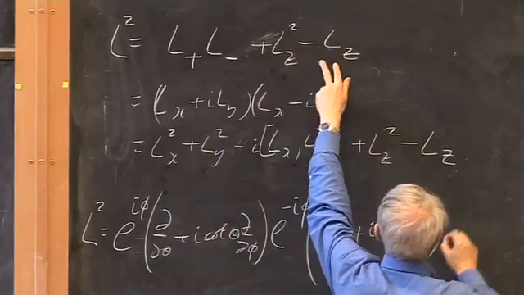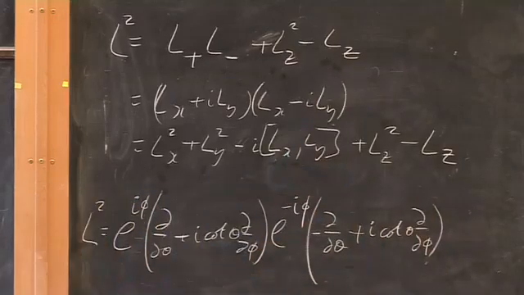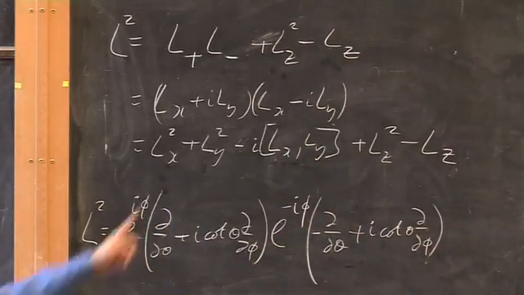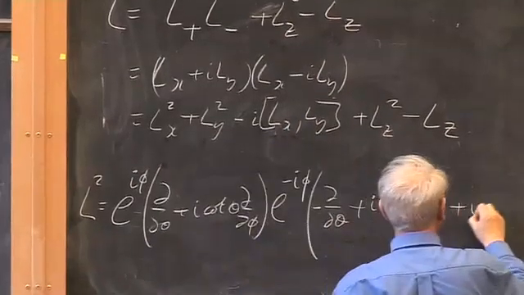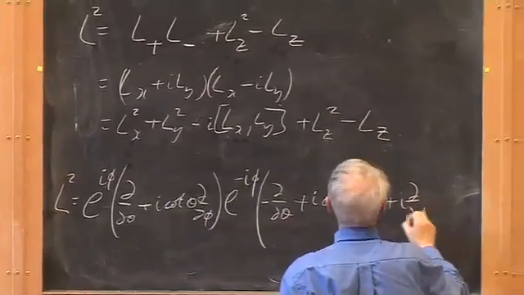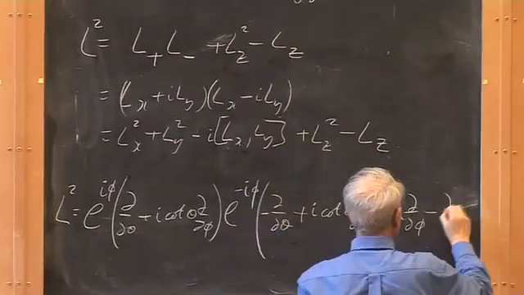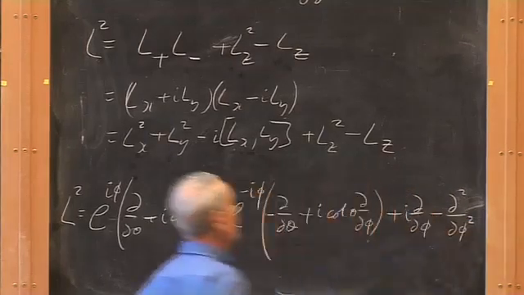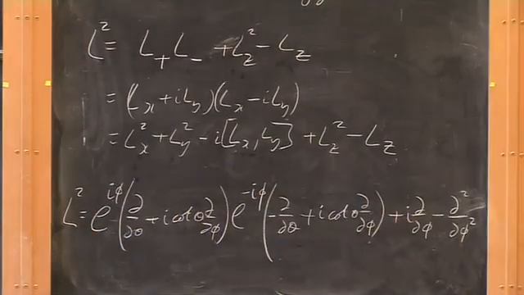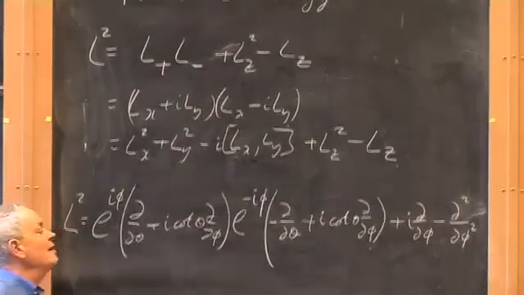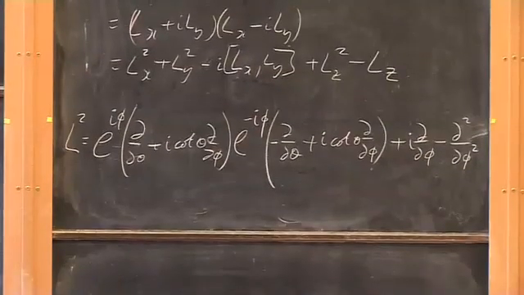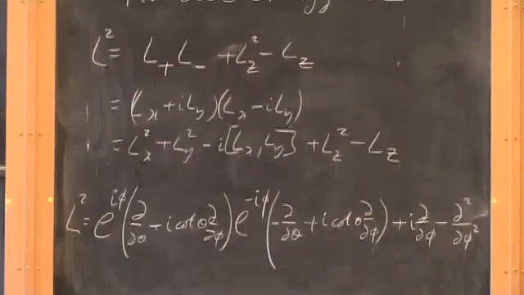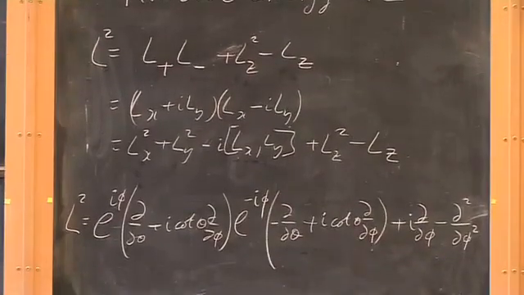Lz is minus i d by d phi. So with that minus sign, we get a plus i d by d phi. And this is going to be minus d2 by d phi squared. So the name of the game is to differentiate out this piggy mess and find out what it simplifies to.